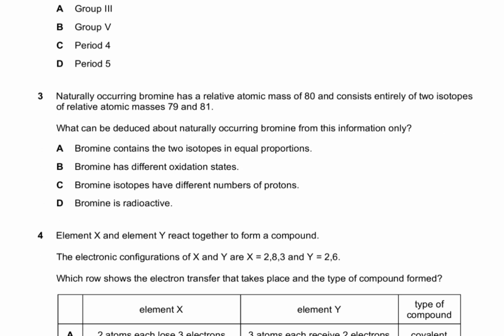Naturally occurring bromine has a relative atomic mass of 80 and the two major isotopes have masses 79 and 81. So what do we deduce about naturally occurring bromine? Bromine contains the two isotopes in equal proportion. That is the most accurate option, because if 79 and 81 are in equal amounts and you divide to get the average value, it's 80.